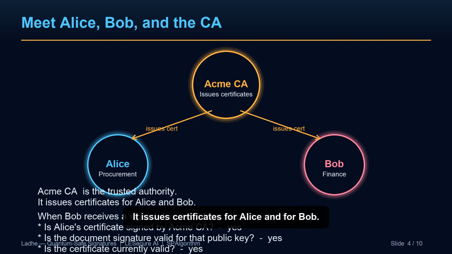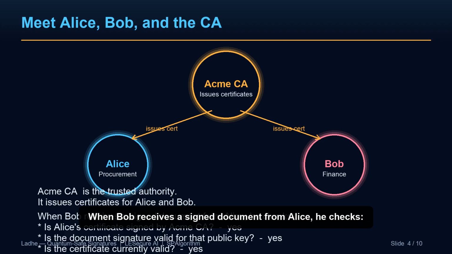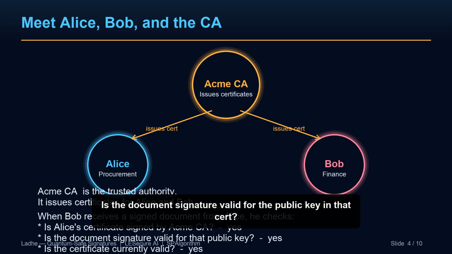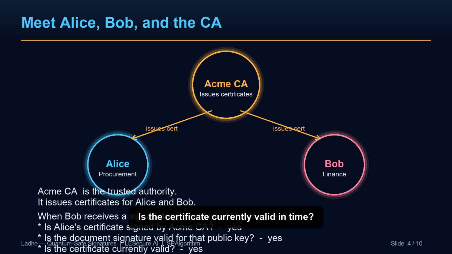It issues certificates for Alice and for Bob. When Bob receives a signed document from Alice, he checks: is Alice's certificate signed by Acme CA? Is the document signature valid for the public key in that cert? Is the certificate currently valid in time? If all three pass, trust transfers from the CA, through the certificate, to the document.